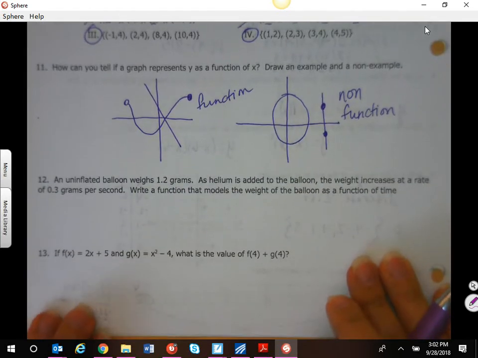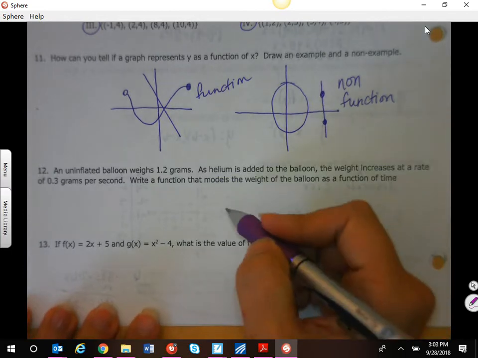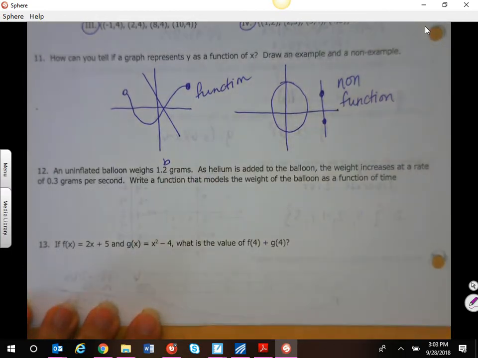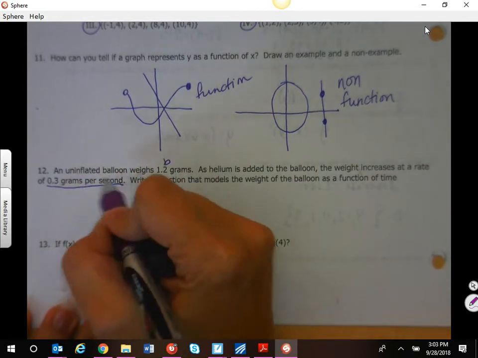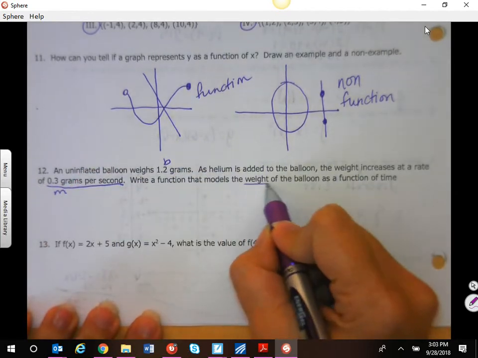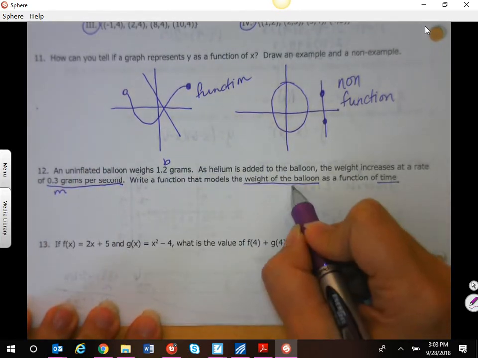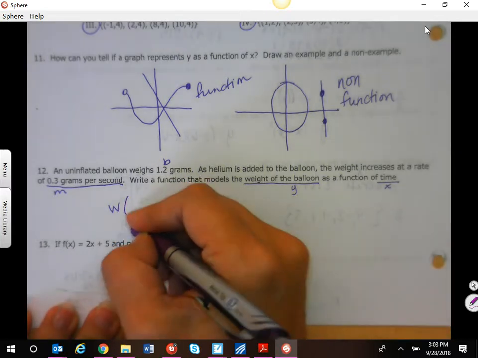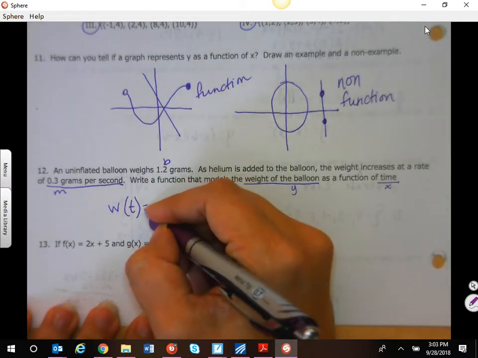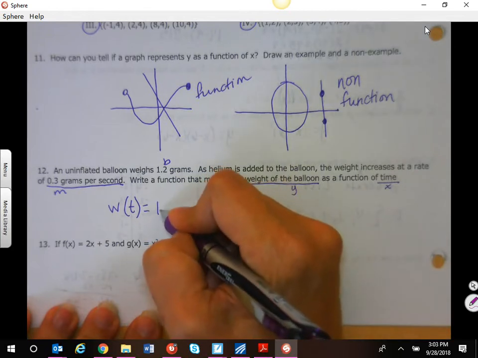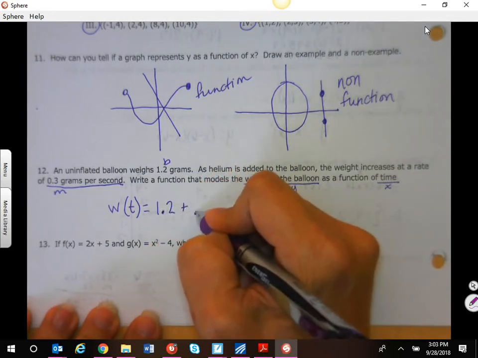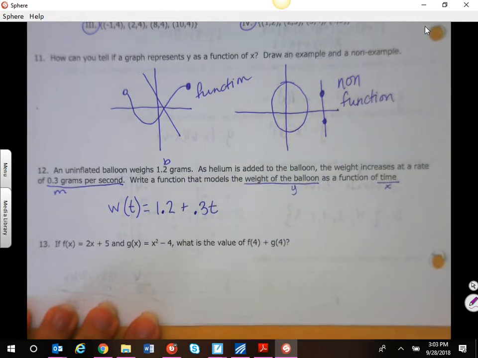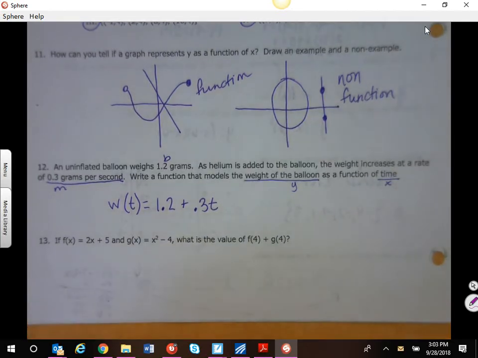Write the function that models the weight of the balloon as a function of time. We talked about this in review. If we're starting with 1.2, that's your y-intercept or your b value. This is your slope. They want the weight of the balloon as a function of time. They're saying this is our y and this is our x. So I can say w, weight as a function of time, or just w. You can write w of t, or w equals 1.2 as my b value plus 0.3 times the number of seconds. Be familiar with being able to use multiple variables besides x and y.